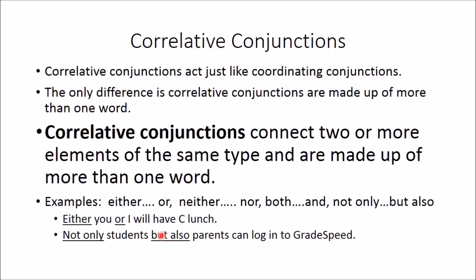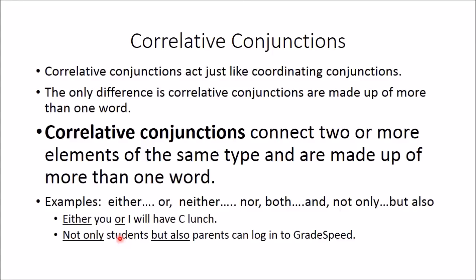Okay, here's another example that doesn't have really any fanboys. Well, but is fanboys, but this is not just but, it's but also. So here's this one. Not only students, but also parents can log into GradeSpeed. All right, not only, but also. Those are the correlative conjunctions. So they diagram and work exactly like coordinating conjunctions, but they're not just the fanboys. There's always going to be 2 when it comes to correlative conjunctions.